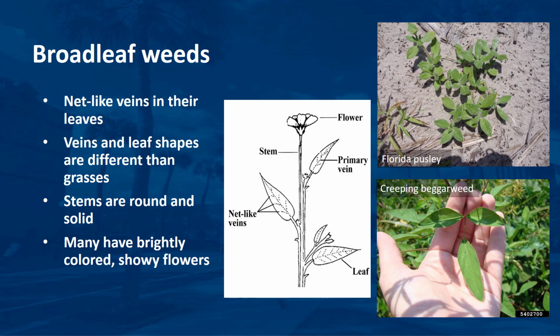Broadleaf weeds usually have net-like veins in their leaves. These veins are connected to a main vein. This vein usually divides the leaf in half. You can easily distinguish these weeds from grassy weeds as their veins and leaf shapes are different. Stems of broadleaf weeds are round and solid. Many broadleaf weeds have brightly colored showy flowers. Examples include wood sorrel, Florida parsley, henbit, dollarweed, matchweed, and creeping beggarweed.